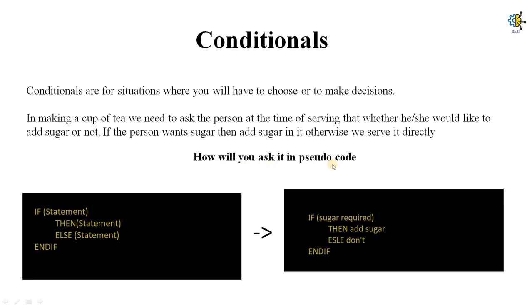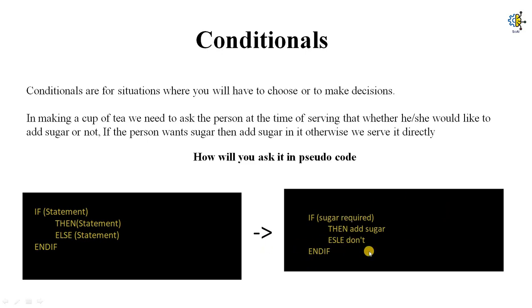So how will you ask it in pseudocode? See, here we'll add if, and in the bracket we'll add sugar required, meaning how much sugar is required for the person. Like if you need 2 spoons of sugar, then add that in the cup, and else if you don't want any amount of sugar, then it won't add anything, and it will end with end if.